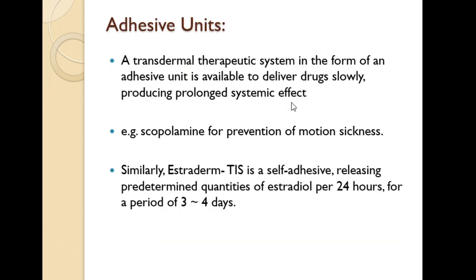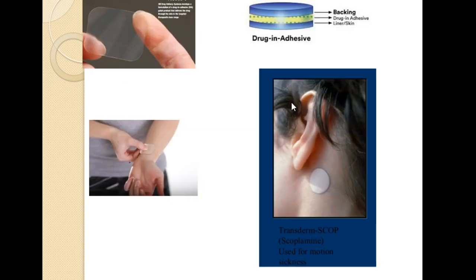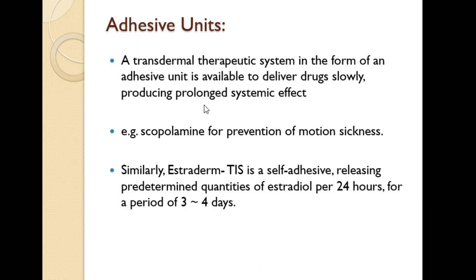And the last is adhesive units. These are simple, like bandages. So you can see here, this is the adhesive unit which is applied onto the skin. A transdermal therapy system in the form of an adhesive unit is available to deliver drugs slowly, producing a prolonged systemic effect. Example is scopolamine for prevention of motion sickness.